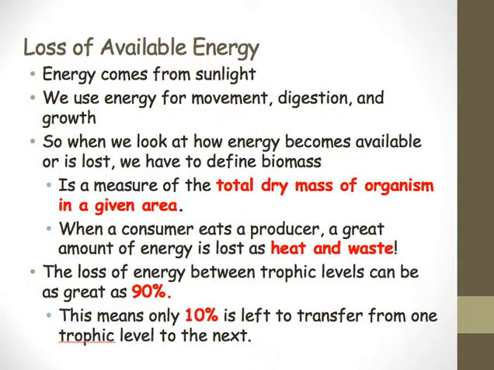So energy is going to come from the sunlight, and then producers produce usable energy, and we use that energy for movement, digestion, growth, response to environment, all of the things that make us a living thing. So when we look at how energy becomes available or is lost, we have to also define biomass. So biomass is going to be the measure of the total dry mass of organisms in a given area. So when a consumer eats a producer, a great amount of energy is lost as heat and waste. And as we said before, the loss of energy between trophic levels can be as great as 90%. So usually only 10% of that energy is transferred up to that next level.